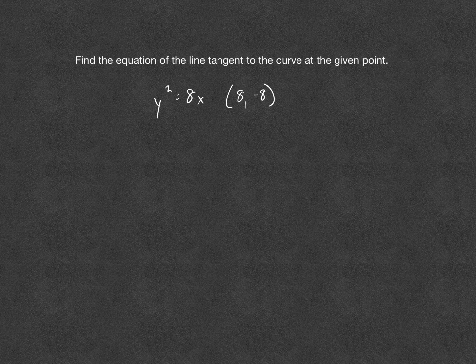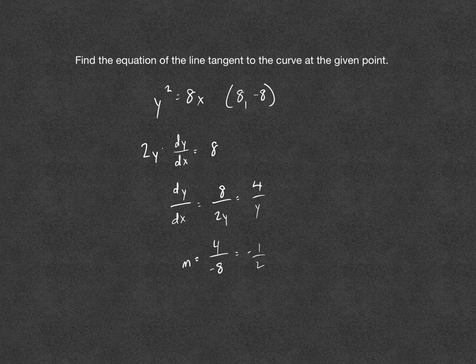So when I take the derivative of y squared, the answer is 2y, but also times dy over dx. And the derivative of 8x is just 8. Not too challenging, but you do have to remember that it's using implicit differentiation. So then my derivative dy over dx is 8 divided by 2y, or I can write that as 4 over y. That allows me to find the slope of my tangent line. m is equal to 4 divided by the y coordinate, which is negative 8, or negative a half.